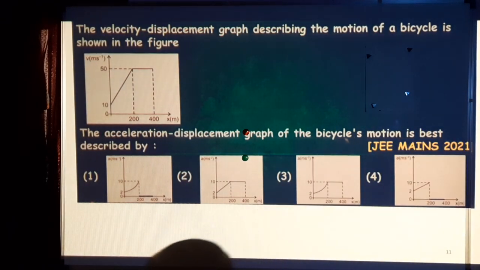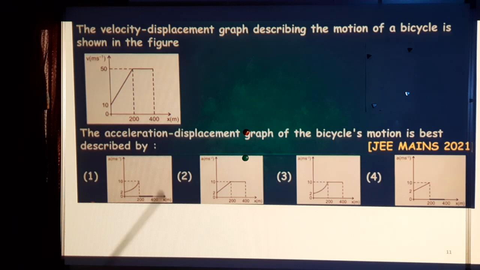This is the next question. The velocity displacement graph describing the motion of a bicycle is shown in the figure. So velocity versus x is shown like this. Acceleration displacement graph of the bicycle's motion is best described by, so a versus x.